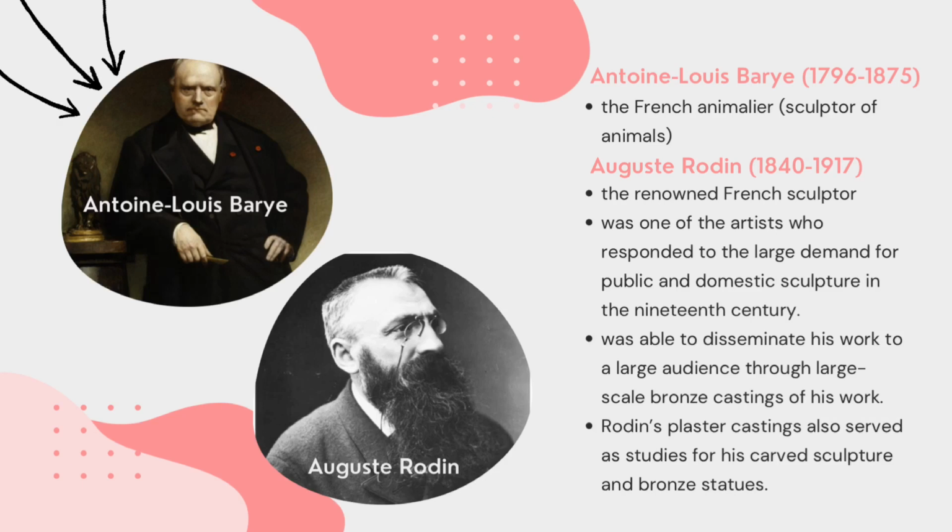Like his predecessor, the French animalier, or sculptor of animals, Antoine-Louis Barye, the renowned French sculptor Auguste Rodin was one of the artists who responded to the large demand for public and domestic sculpture in the 19th century. He was able to disseminate his work to a large audience through large-scale bronze castings of his work, which he made in his atelier with a team of plaster casters, carvers, and founders.